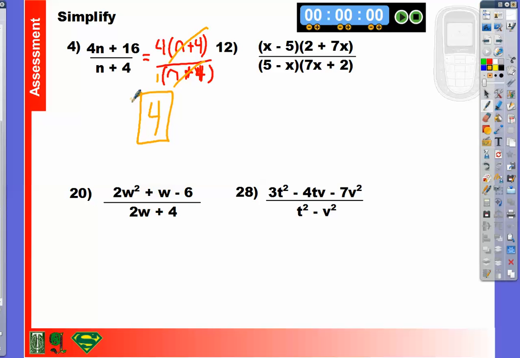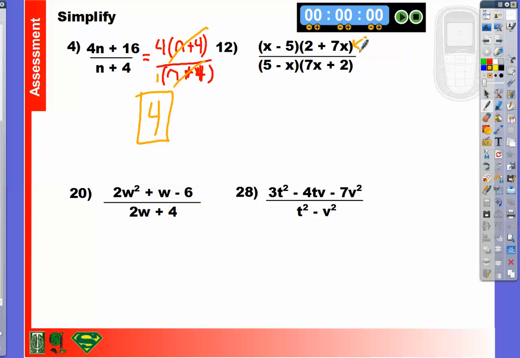Okay. Number 12 is a bit of a trick problem. So let's deal with the first step, because we're going to have multiple steps in this one. I have x minus 5 times 2 plus 7x, and that's all over 5 minus x times 7x plus 2. So on face value, I don't have factors that are identical. But on further review, what do I notice about some of these factors? Sophie? 2 plus 7x is the same as 7x plus 2. Oh, so in other words, I can reverse the order in this one?